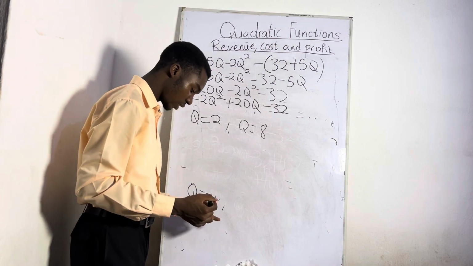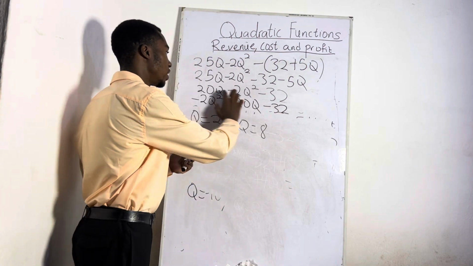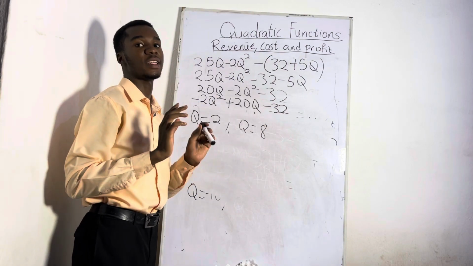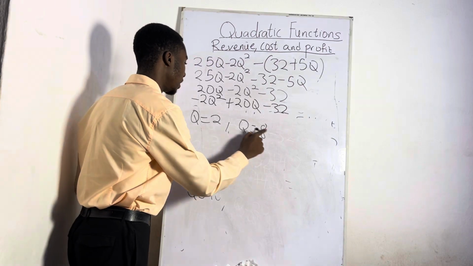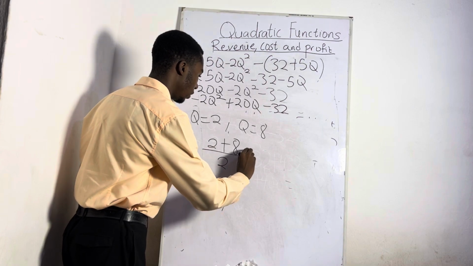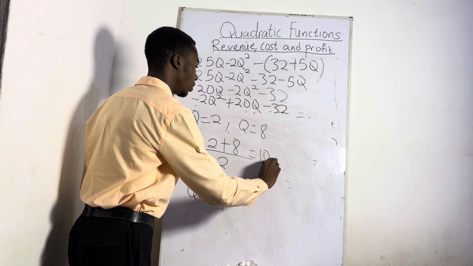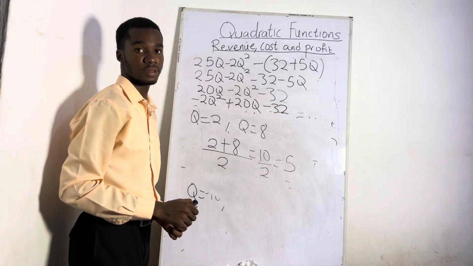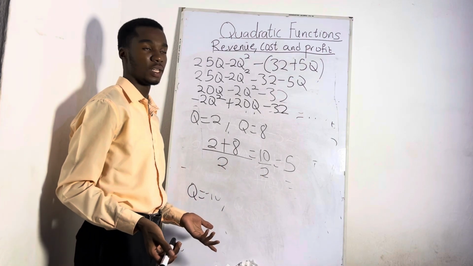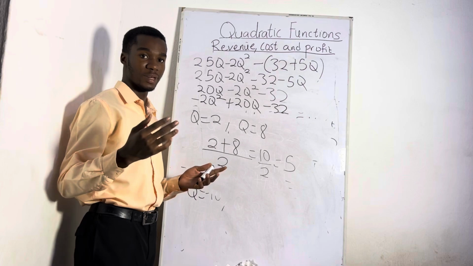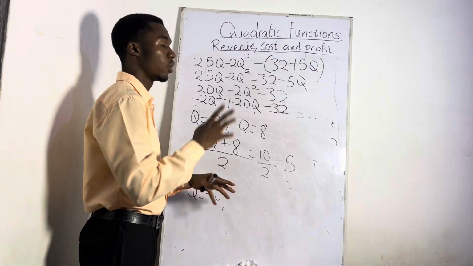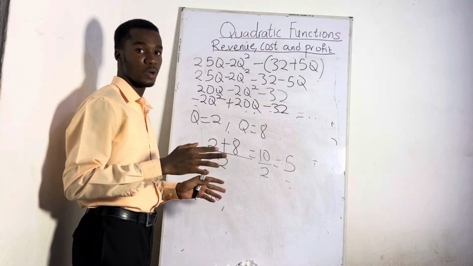You get it? So anytime they ask for where the firm maximizes profit, you first equate the function to 0. We already did that in A. Then whatever you get, 2 and 8, you add it and divide it by 2. So 2 plus 8 divided by 2, then we get 10 over 2, that's equal to 5. You get it? So where the firm maximizes profit is where he produces 5 commodities. Anytime they ask you for where the firm maximizes profit, if you've not calculated for when the equation is equal to 0, you calculate it, then whatever you get, you add both of them and divide it by 2. That's where the firm maximizes profits.